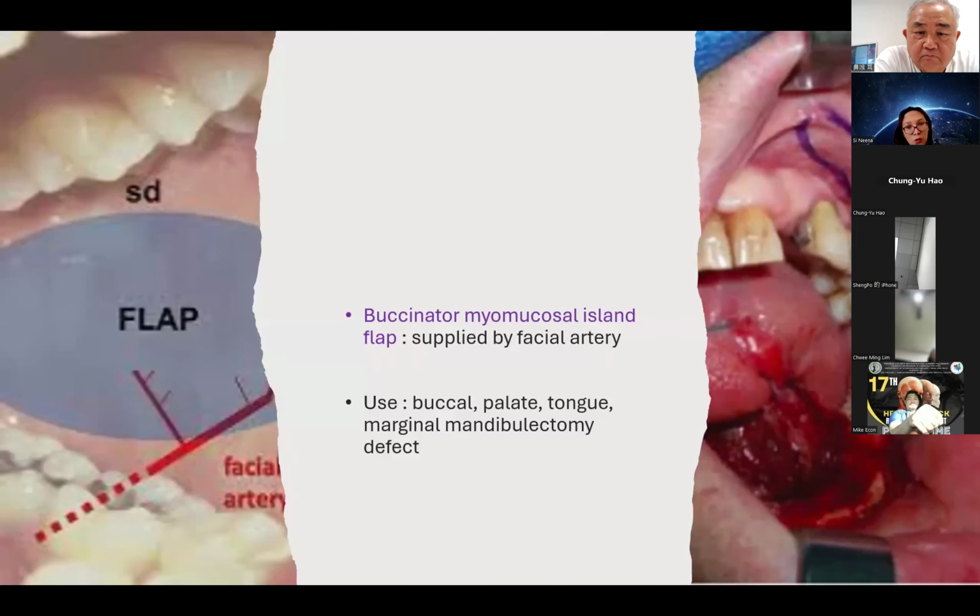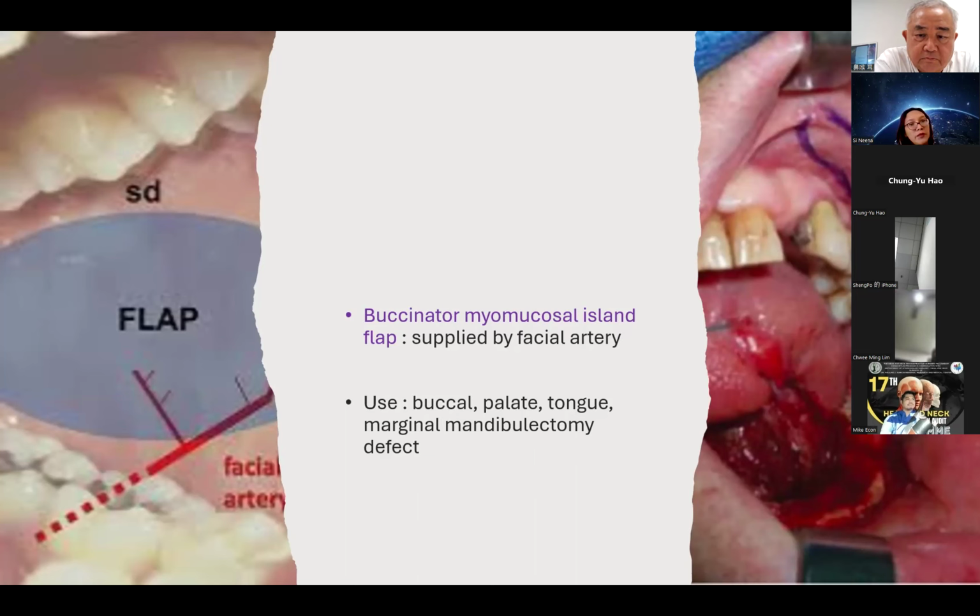Buccinator myomucosal island flap, or what we call the FAMM flap, is based on the facial artery blood supply. It can be used anywhere, including the buccal defect and the palate. You know where the facial artery is located at the cheek, and then you use your cautery to make quite deep incisions, which include the mucosa as well as some part of the buccinator. Then you transport or mobilize it to close the defect in the buccal, palate, tongue, or sometimes for a marginal mandibulectomy defect as well.